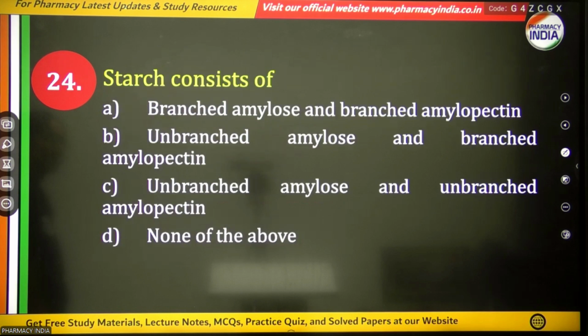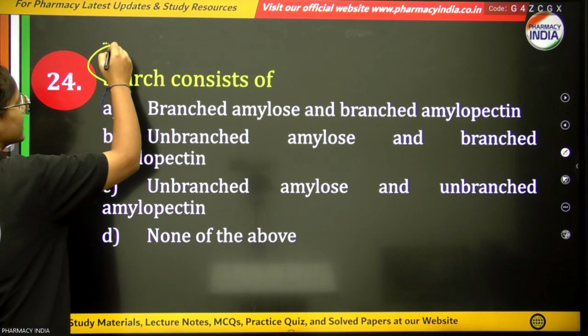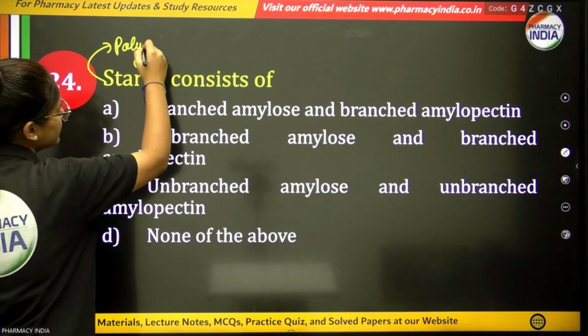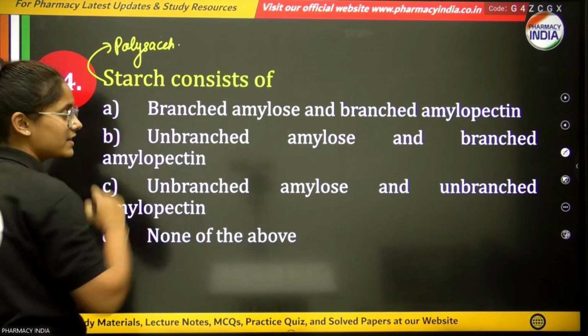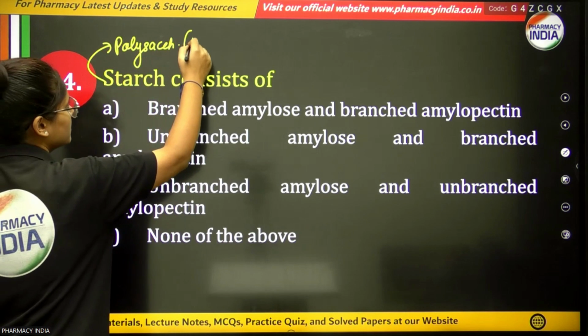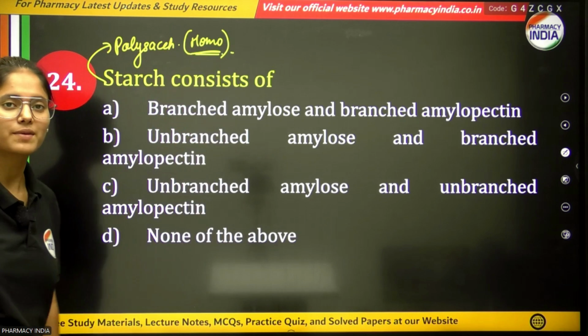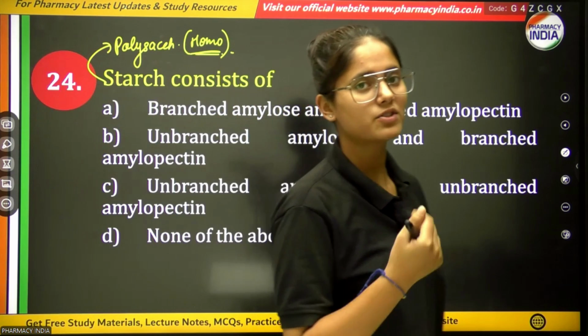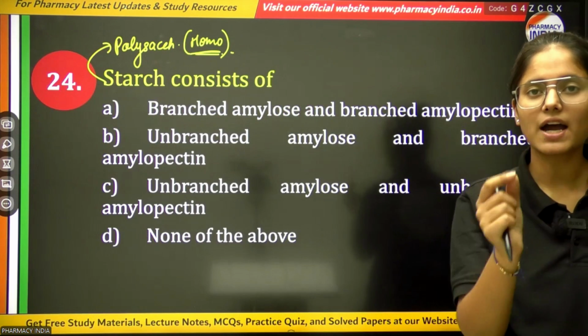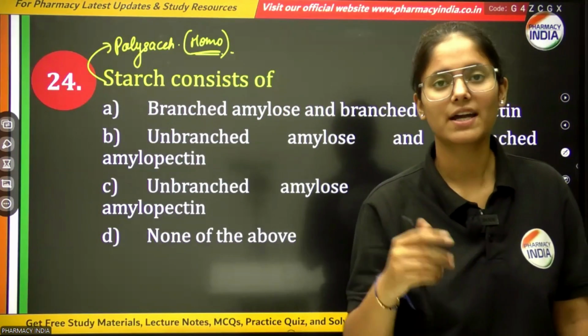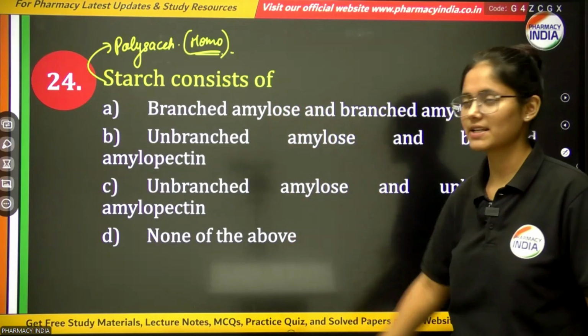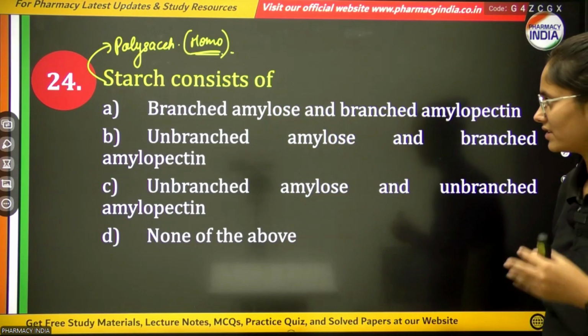Next, second last question is, starch consists of. What is starch? Starch is a polysaccharide. And which type of polysaccharide? Homopolysaccharide. What is the meaning of homo? Homo means a polysaccharide which contains only a single type of monosaccharide unit, that is glucose. If you talk about starch, it contains only glucose monosaccharide units.